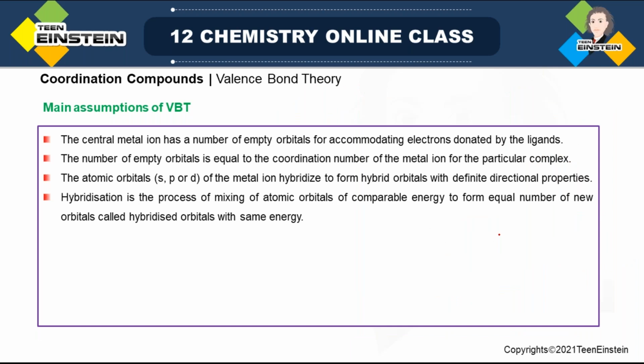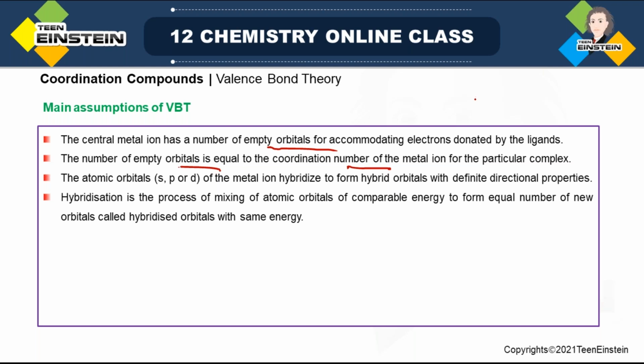So when it is VBT, what are the main assumptions we are making? A central metal ion will have a number of empty orbitals. Why will it have a number of empty orbitals? Because it will accommodate the electrons that are donated by the ligands. So this is the first assumption. Then the next statement is that the number of empty orbitals must be equal to the coordination number of the metal.